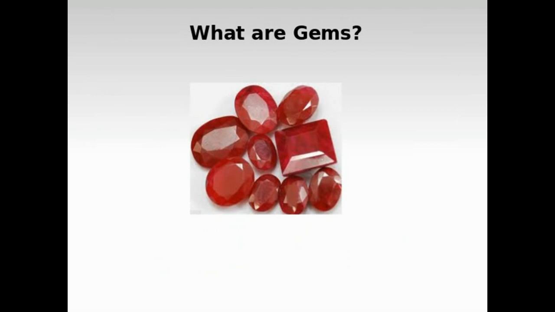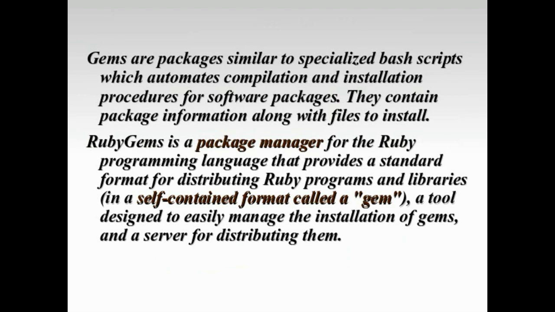RubyGems is a package manager for the Ruby programming language that provides a standard format for distributing Ruby programs and libraries in a self-contained format called a gem, a tool designed to easily manage the installation of gems, and a server for distributing them.